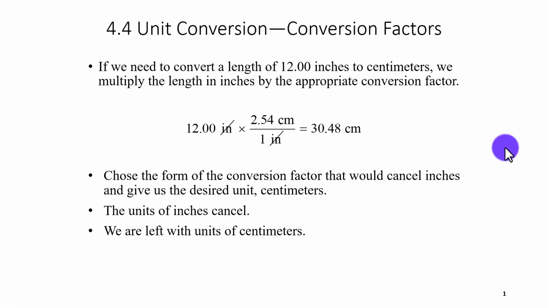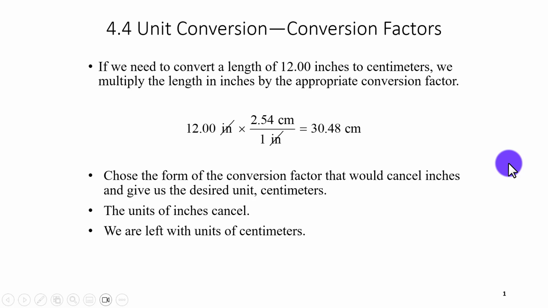In this video, we will continue our discussion on conversion factors and get some more practice using them. Here's another example. We have a length of 12 inches and we want to convert it to centimeters. Remember that the conversion factor from the previous video is 1 inch is equal to 2.54 centimeters.